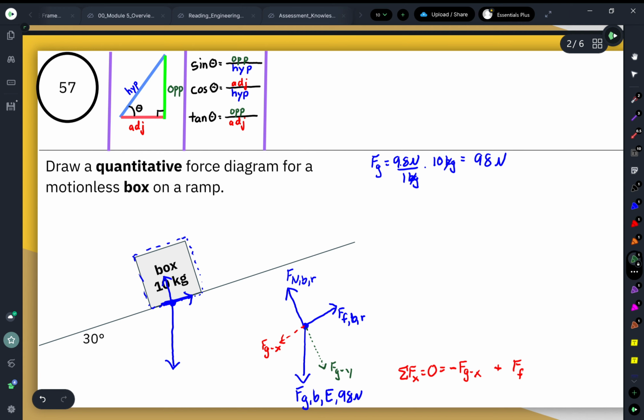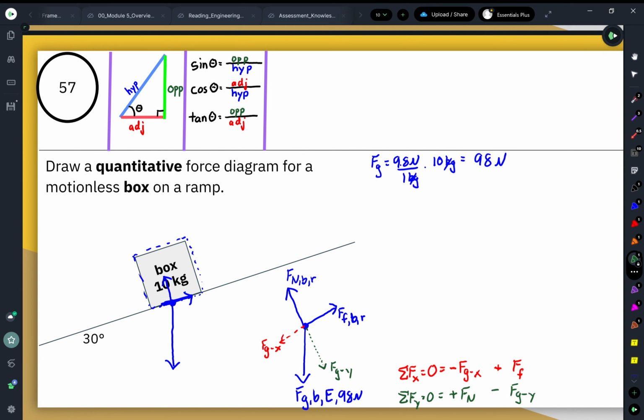I can set the same thing for my sum of the forces vertically. Overall, it should be 0. It should be balanced out. I have that force normal and that force of gravity dash y that fall on my y-axis. I'm going to say up is positive and down is negative.